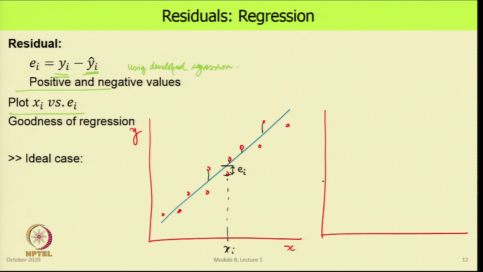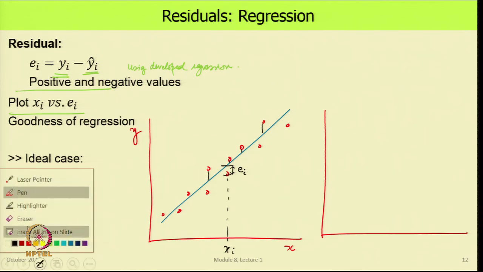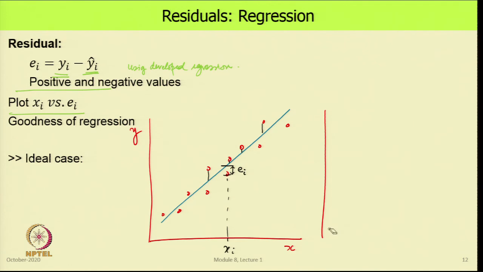But here what we do is we change the scale, we put the scale over there, where this is x, this is E, and this is 0 for this axis. x may not be 0 there, does not matter. And now we pick up each one of these x and plot the residual. So, in this case we could see something like this.